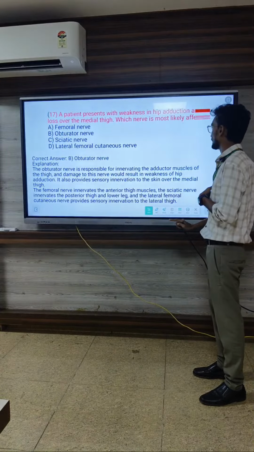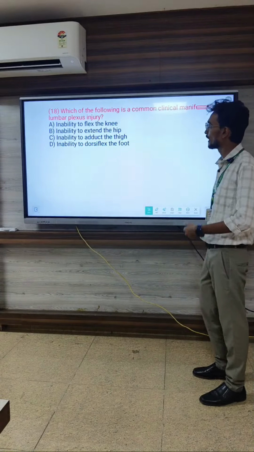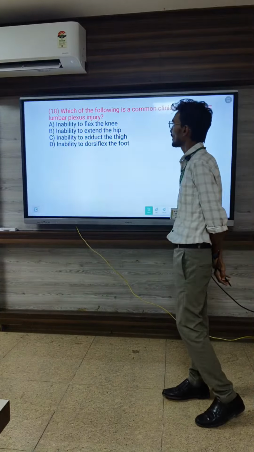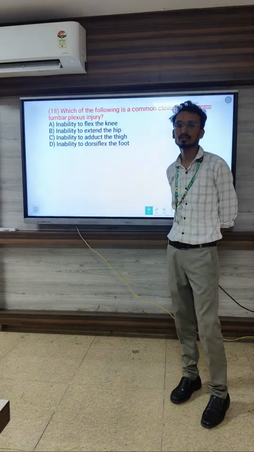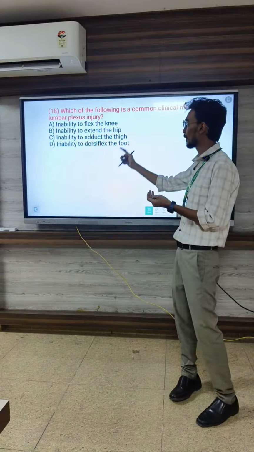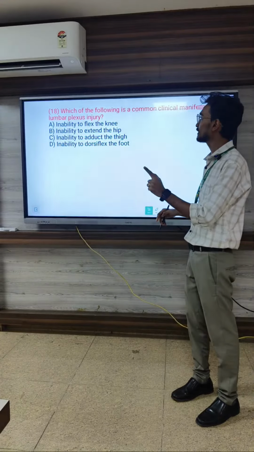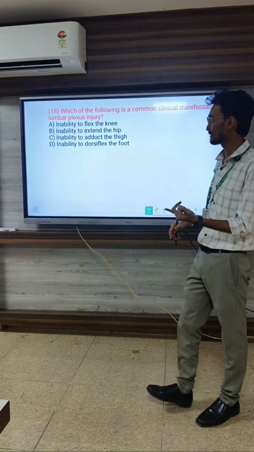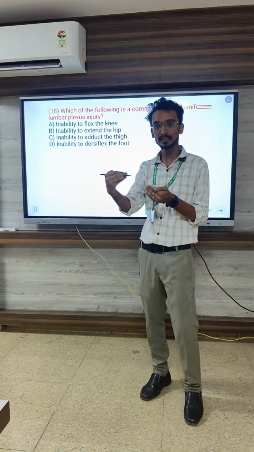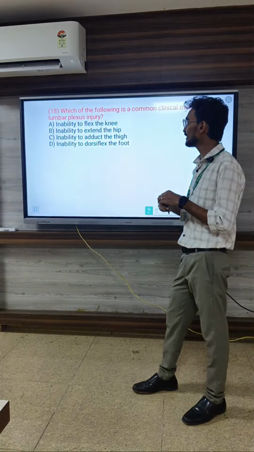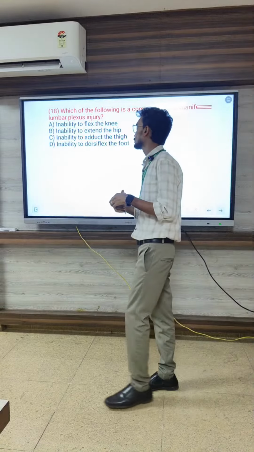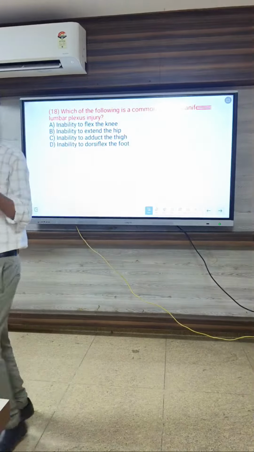Moving to the next question. Which of the following is a common clinical manifestation of lumbar plexus injury? Option A is inability to flex the knee. Option B, inability to extend the hip. Option C, inability to adduct the thigh. And option D is inability to dorsiflex the foot. Have a glance, we'll be back.